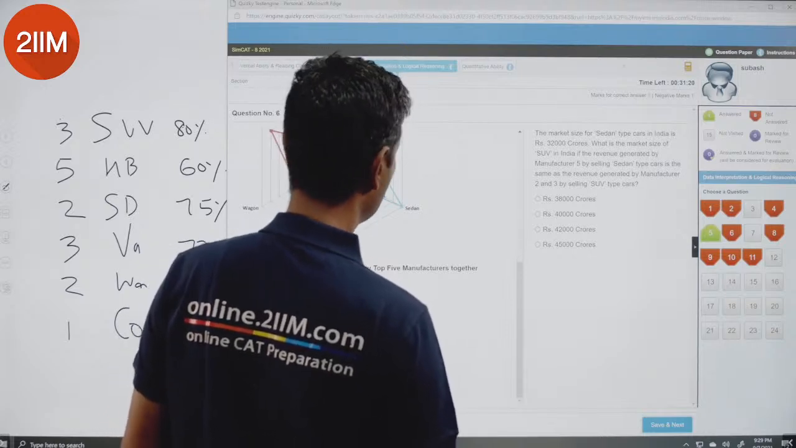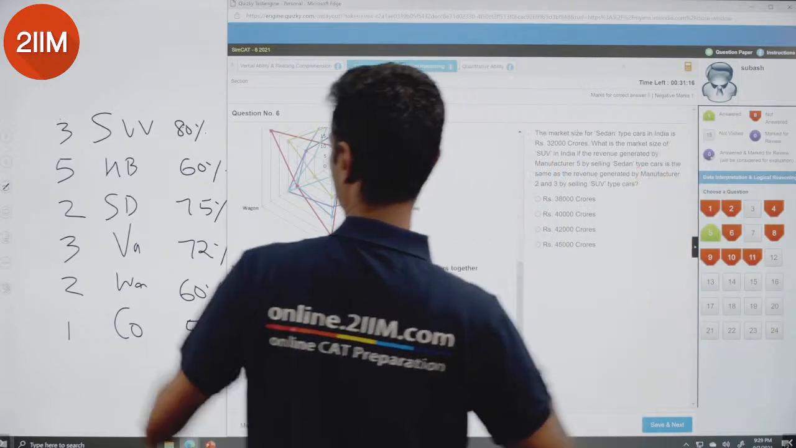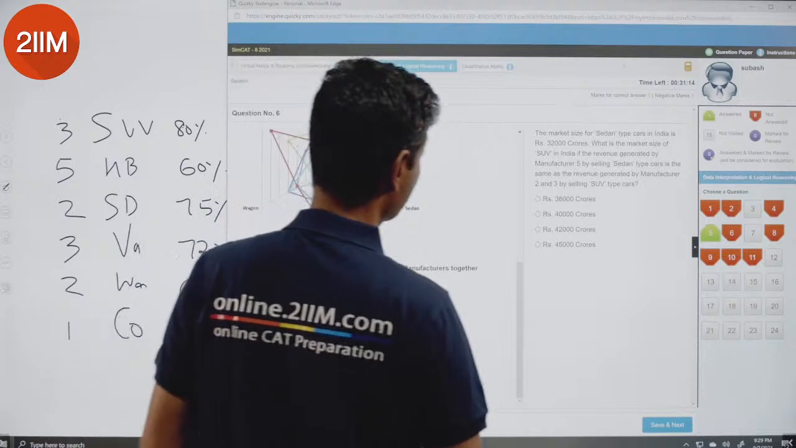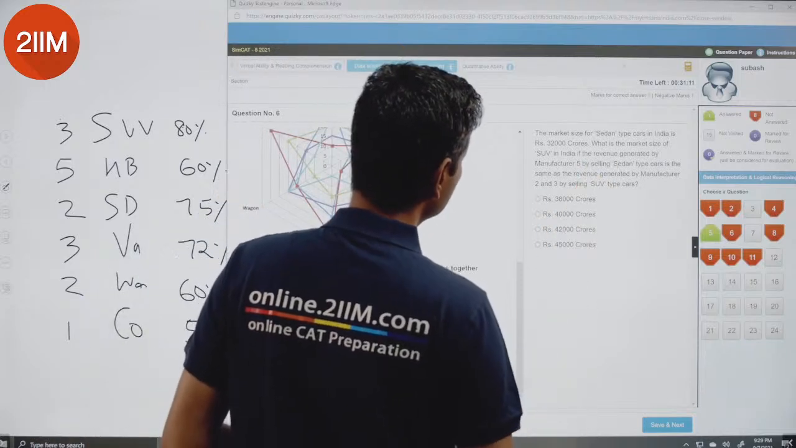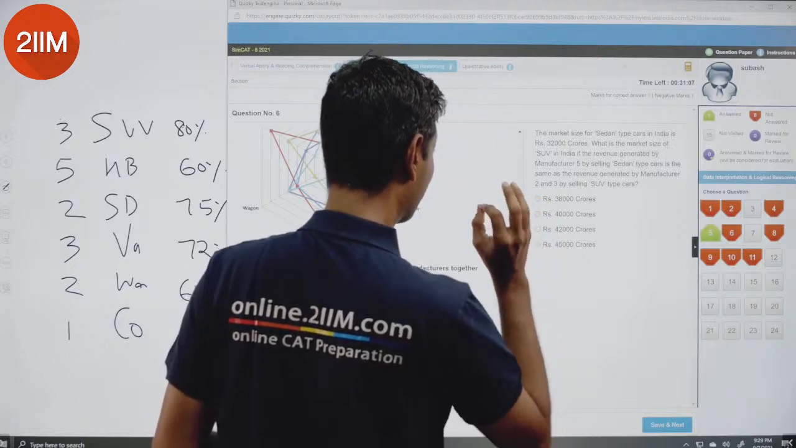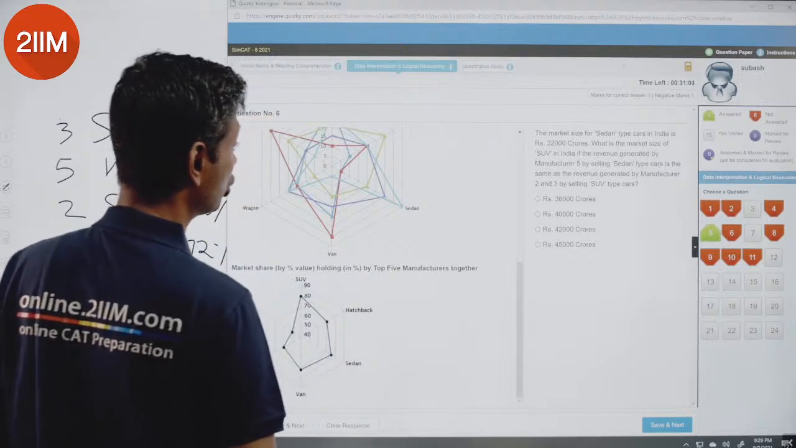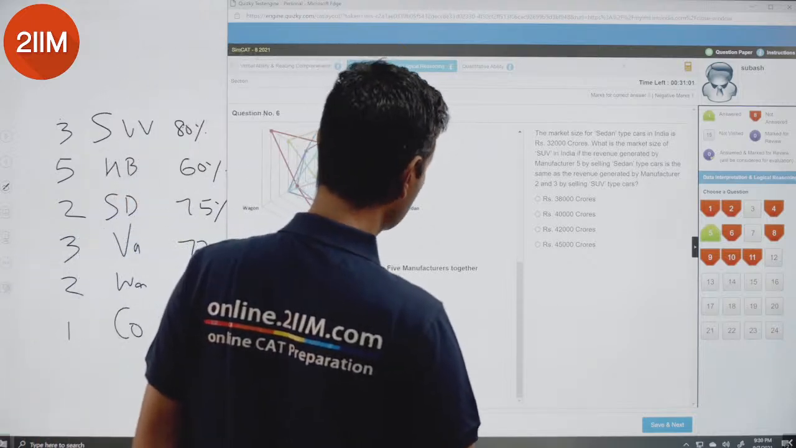Okay, the 3:2:1, all that is for only this. So these numbers don't exist for the second question. Sedan type cars is 32,000 crores. SUV, the revenue generated by manufacturer 5 by selling sedan type cars is the same as the revenue generated by manufacturer 2 and 3 by selling SUV type cars.